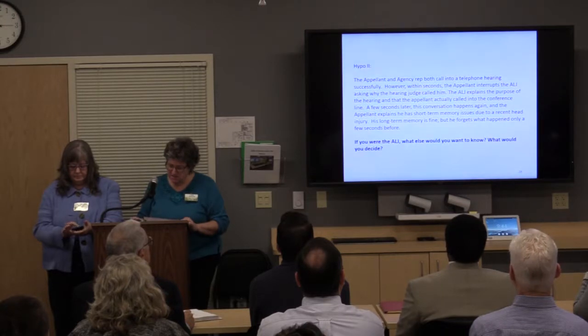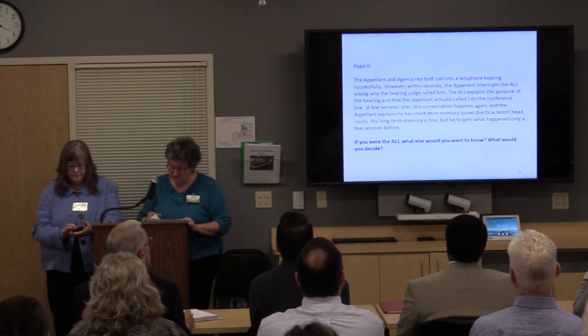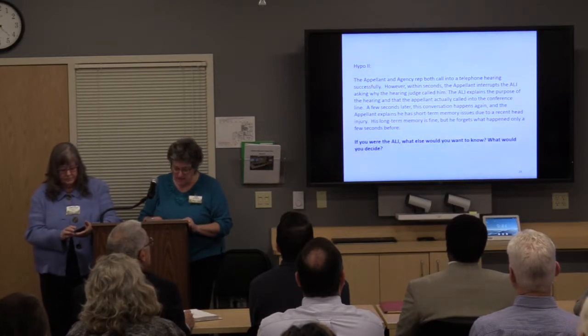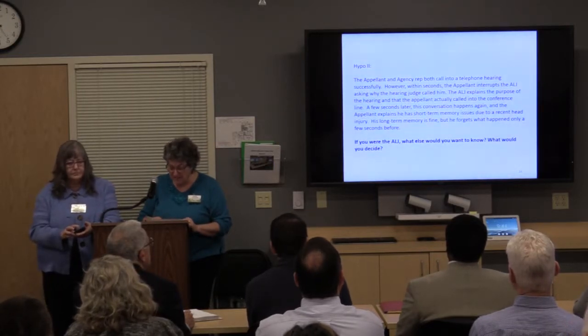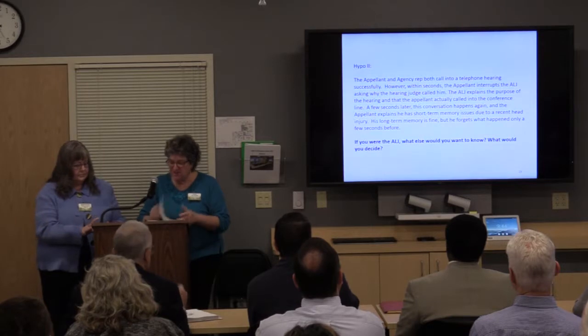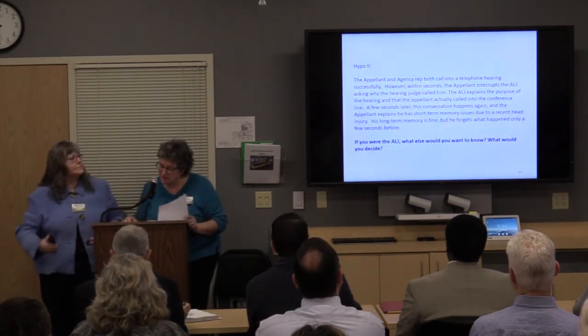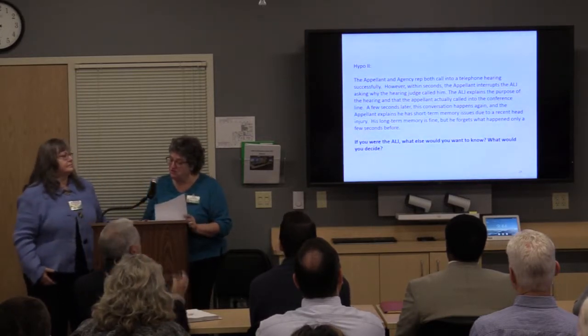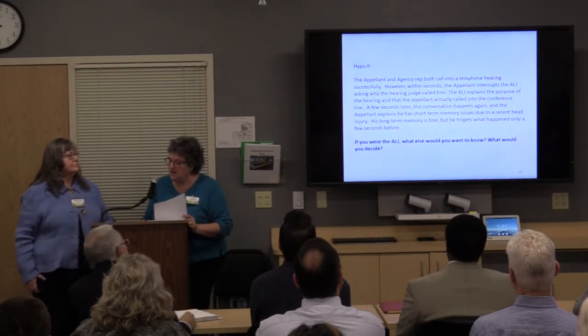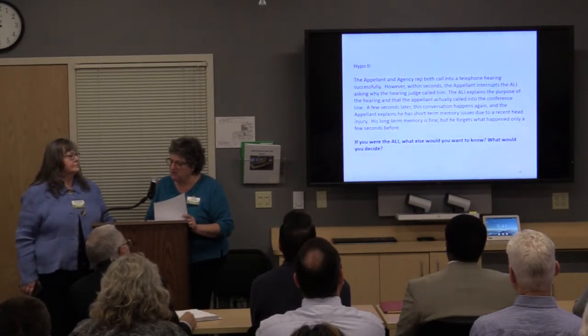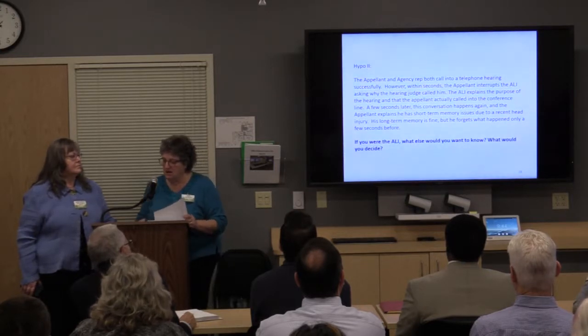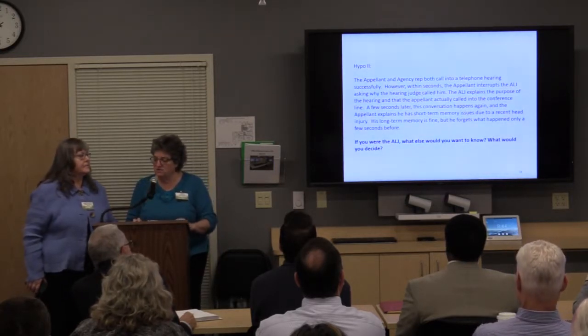The ALJ explains the purpose of the hearing and that the appellant actually called into the conference line. A few seconds later, this conversation happens again, and the appellant explains he has short-term memory issues due to a recent head injury. His long-term memory is fine, but he forgets what happened only a few seconds before. If you were the ALJ, what else would you want to know?